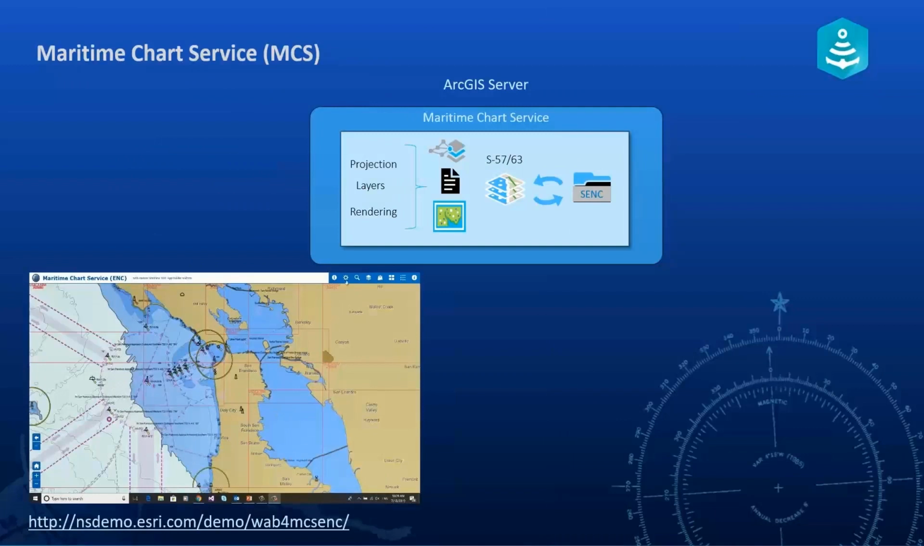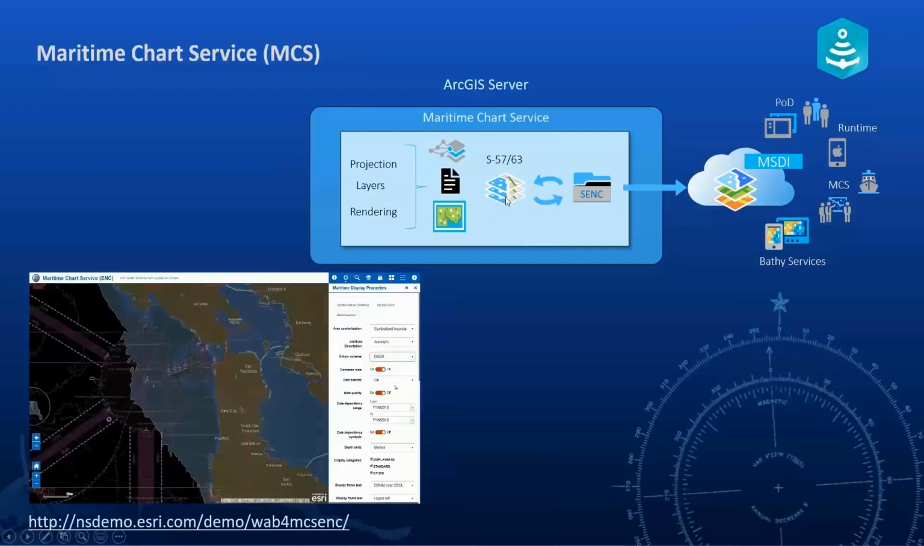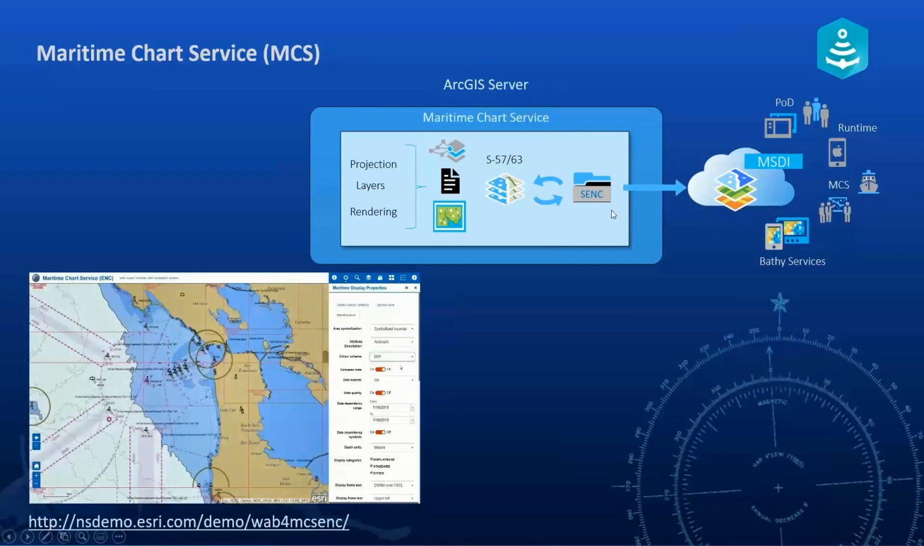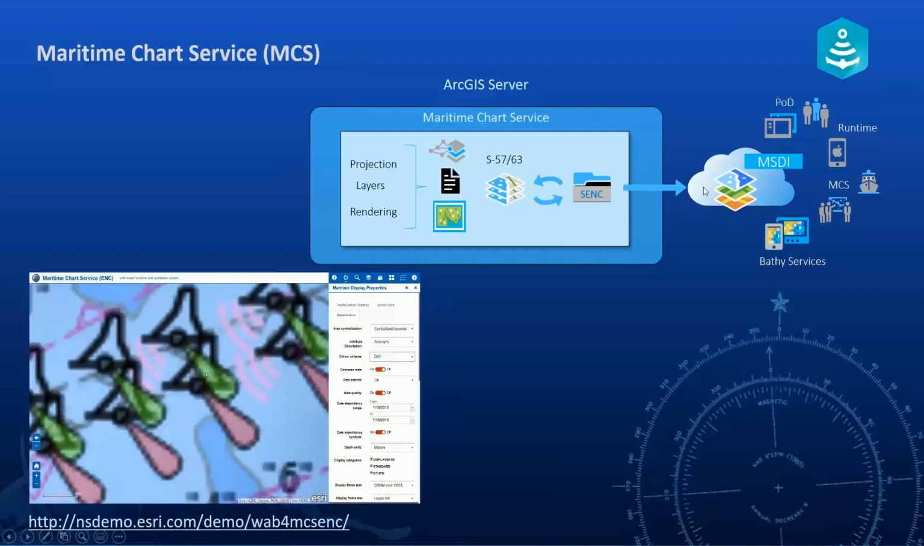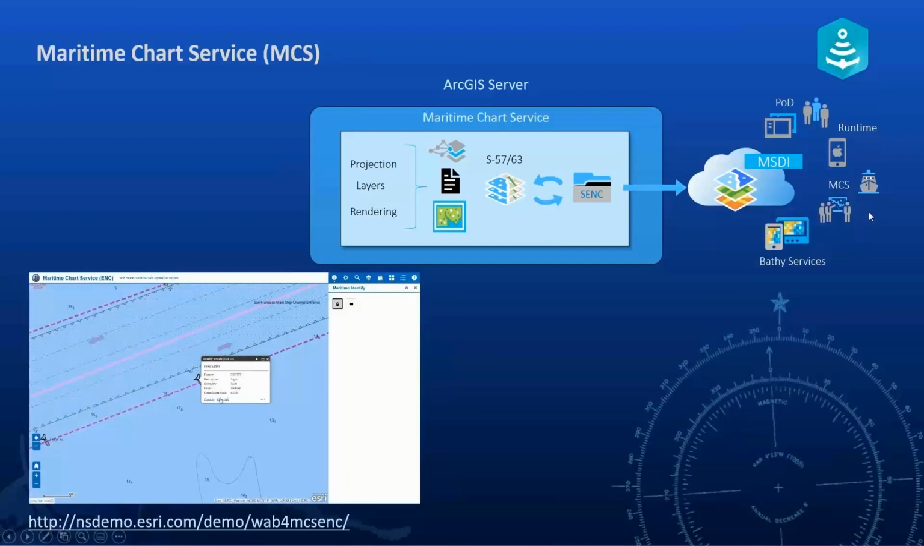So what is the Maritime Chart Service? Really, you're just taking those S57 or S63 data sets and you put them in a folder, and what the Maritime Chart Service, which is an extension to ArcGIS Server, does is generate what's called a sync file, so our own custom syncs that can be rendered through ArcGIS Server and published as REST, again, WMS and WMTS services. And those can be used in web applications, in mobile devices, in a variety of different ways.